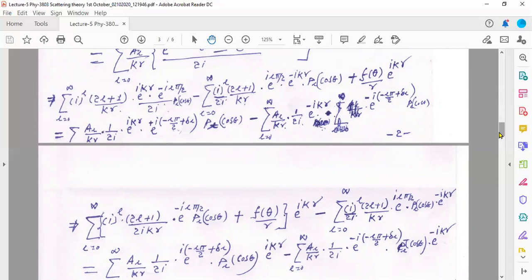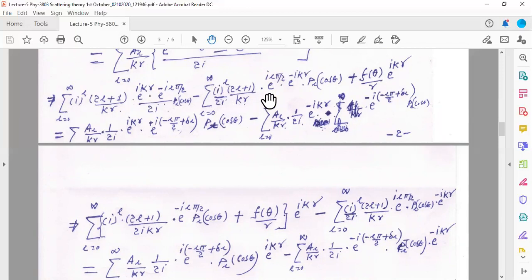Today our intention is that we want to find out f theta, that is the scattering amplitude, because we are interested to find out the probability of scattering in a desired direction, right? Because scattering is characterized by the two parameters, angle theta and angle phi, which we have discussed. Now you see this expression which I write down here.